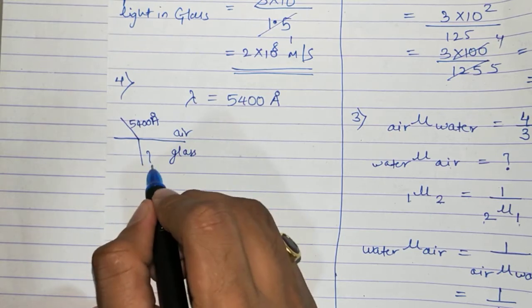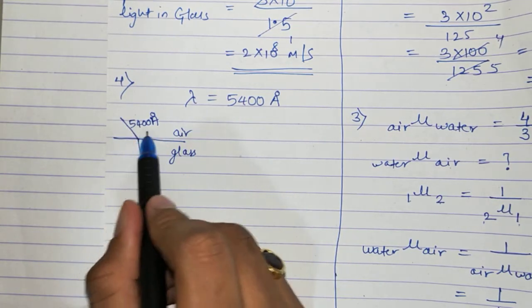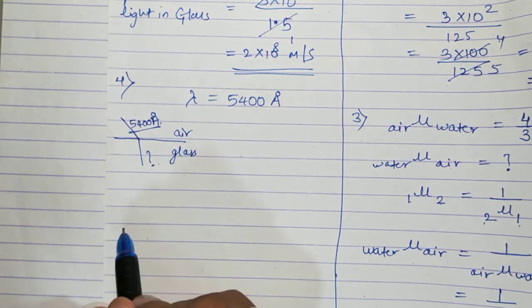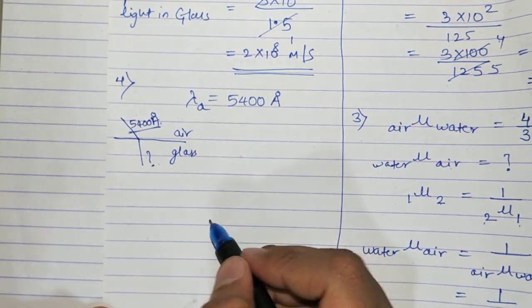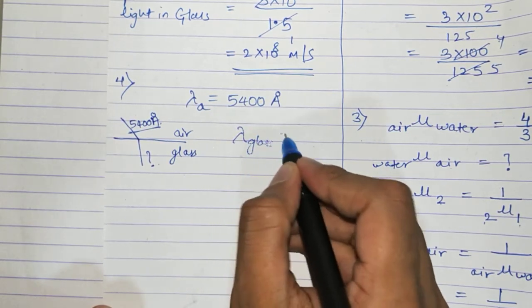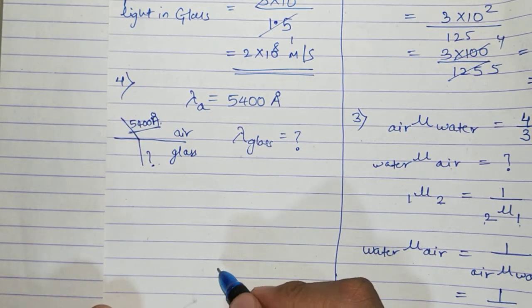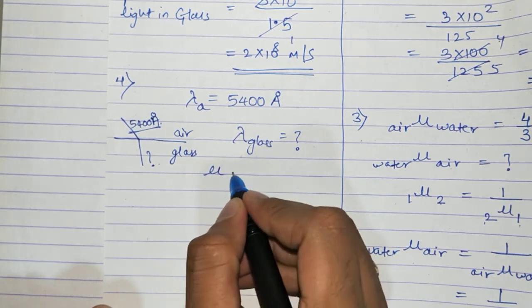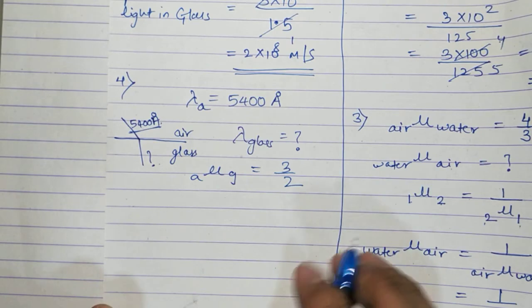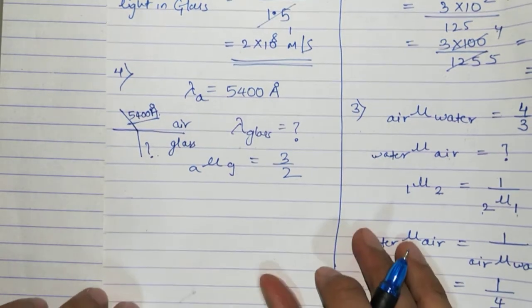The question asks for the new wavelength. The light had this wavelength in air, and now it has come from air into glass, so what is its wavelength in glass? This is the wavelength in air, and you have to find the new wavelength, that is the wavelength in glass. The refractive index given, of glass with respect to air, is 3/2. So what is the formula?